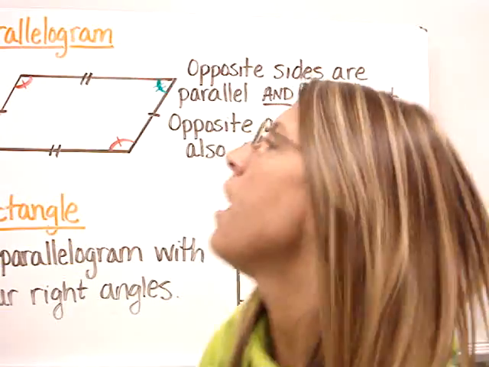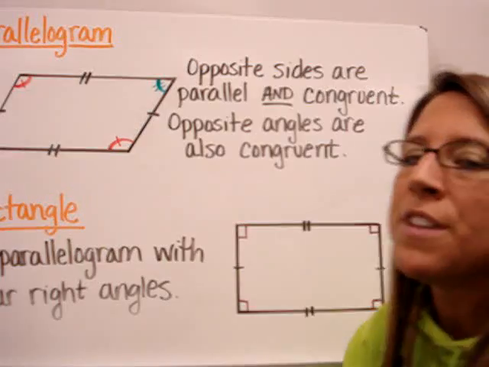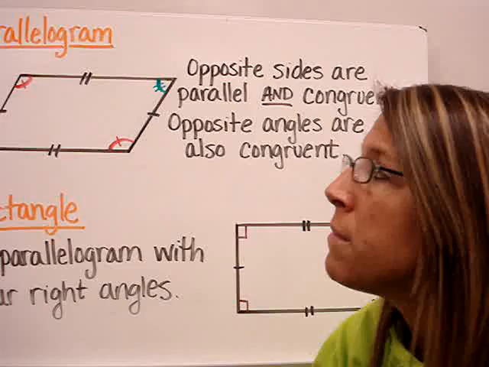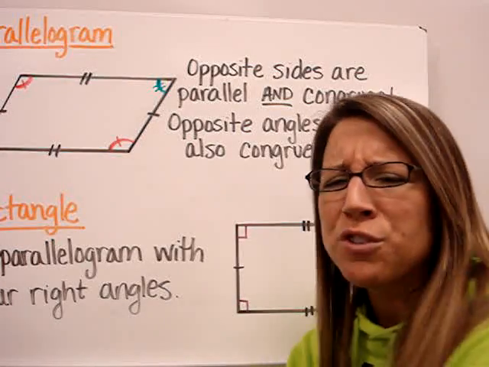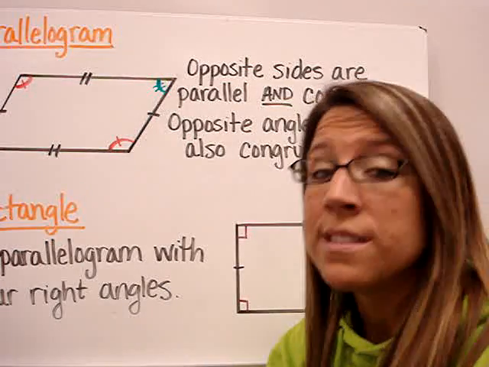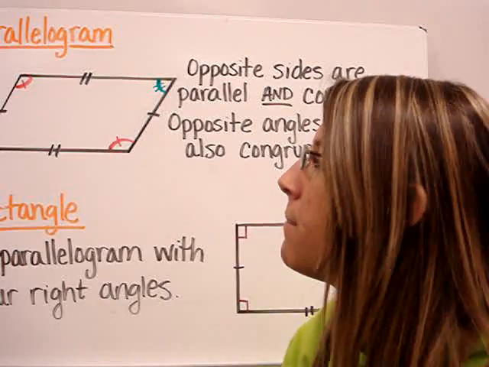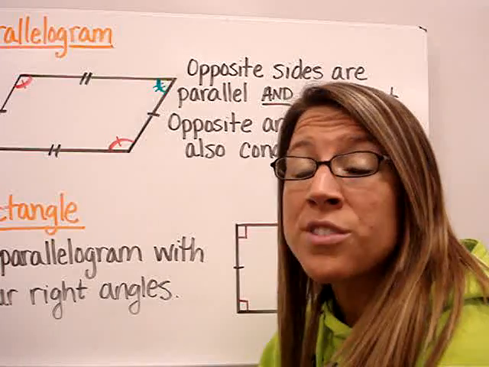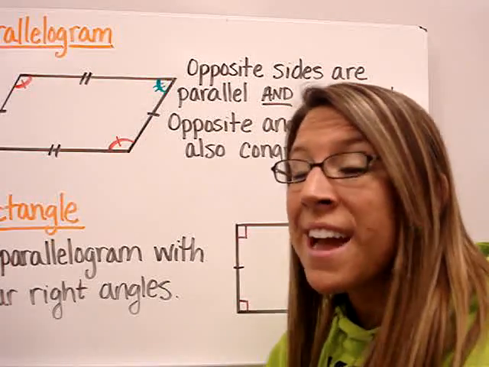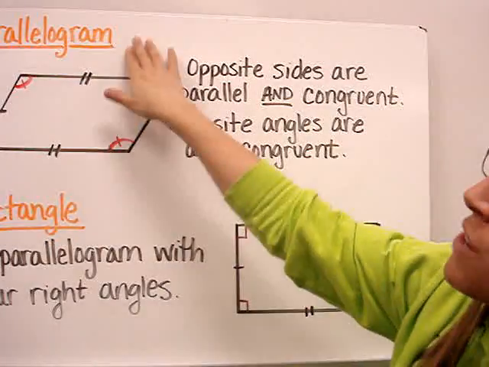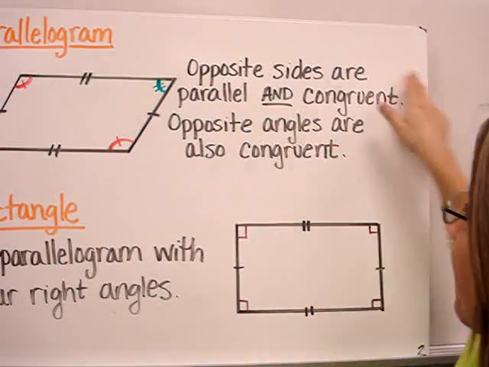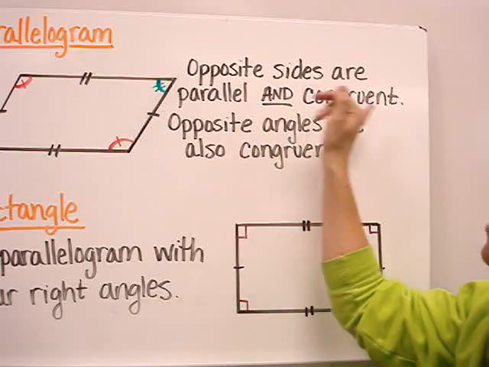So here are some examples and definitions of these special quadrilaterals. We're going to begin with the parallelogram because everything after the parallelogram uses the parallelogram, and you'll see what I mean. This is a drawing of a parallelogram. Now, it's not perfect. My drawings aren't normally perfect, but you get the idea. The definition of a parallelogram is a quadrilateral that has opposite sides that are parallel and congruent.